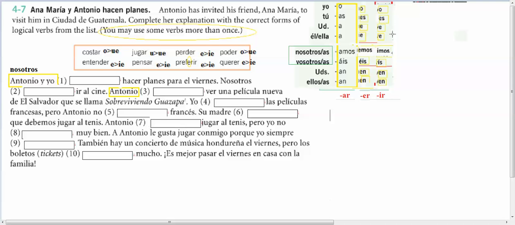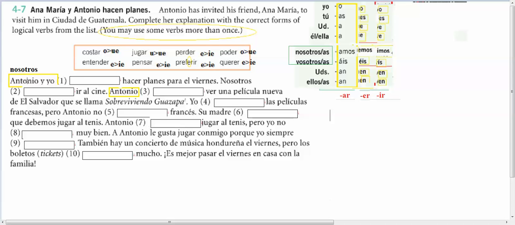Okay, so we've got costar, to cost, it's an O to UE. Jugar, to play, U to UE. Perder, to lose, E to IE. Poder, can or to be able to, O to UE. Entender, to understand, E to IE. Pensar, to think or to plan, E to IE. Preferir, to prefer, E to IE. And querer, to want or to love, E to IE.